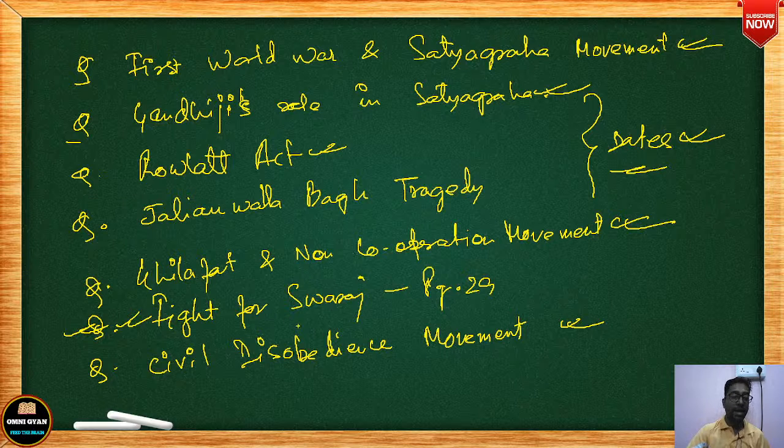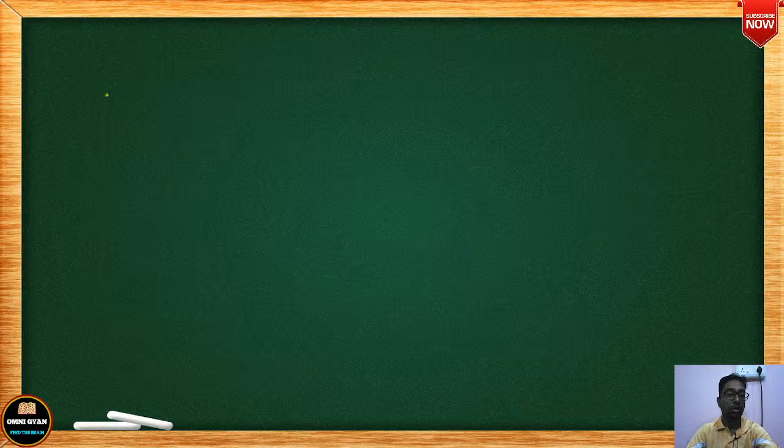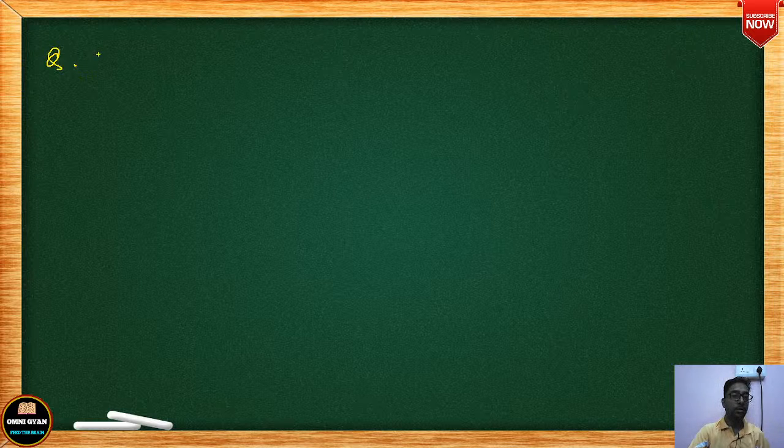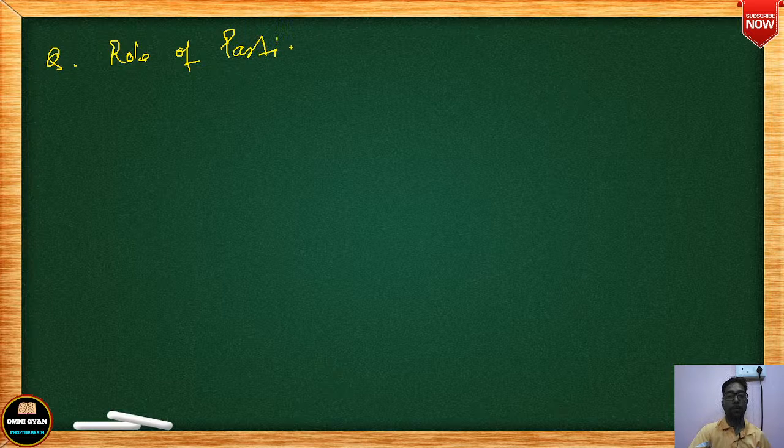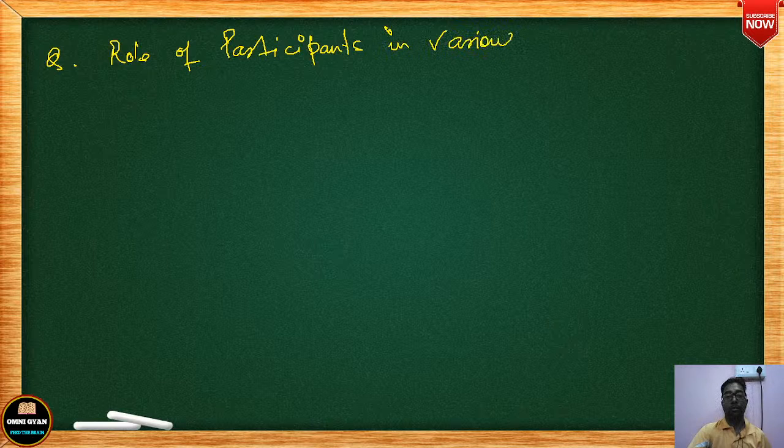Then the movement and its various participants. I'll just clear the screen, okay? Next question: the movements and the participants. Role of participants in the various movements.